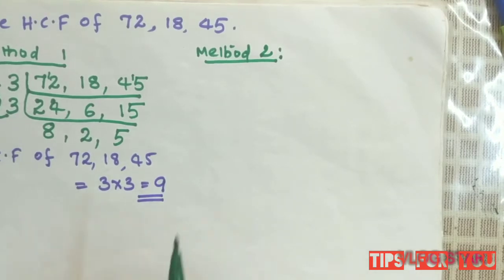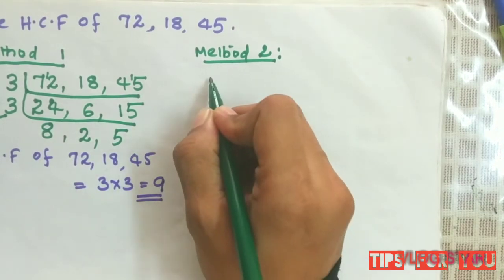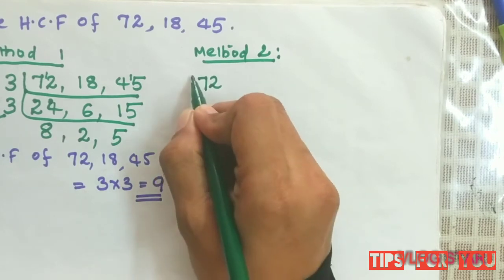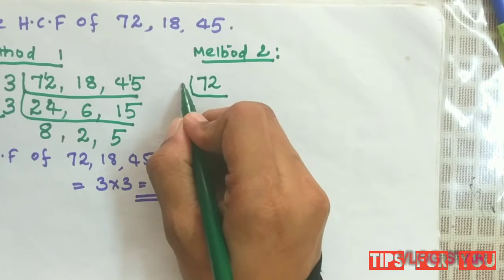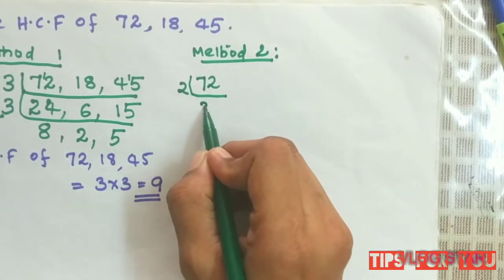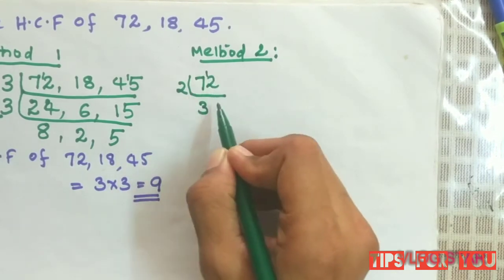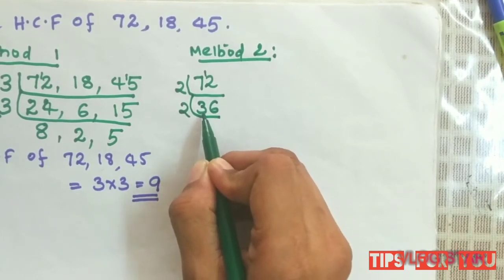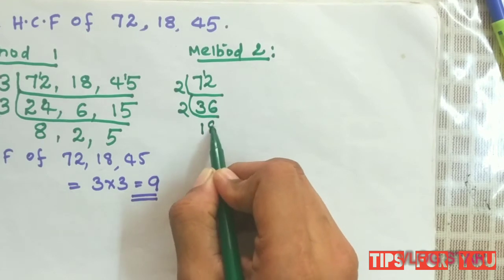In method 2, we will take the numbers separately. First we will take 72 here. We have to divide it by the divisible factor. As it is an even number, we can divide it by 2. 7 divided by 2 gives 3, remainder 1. We will keep the 1 here. 12 gives 6. Again we will divide it by 2. 3 divided by 2 gives 1, remainder 1. We will write 18 here.